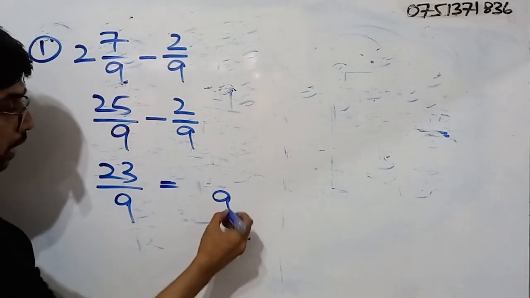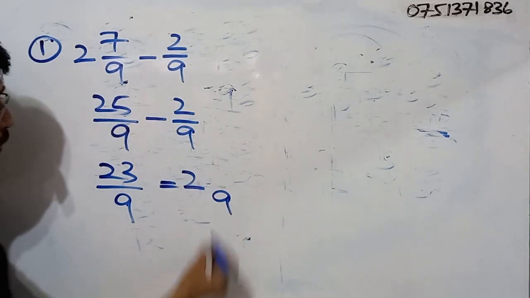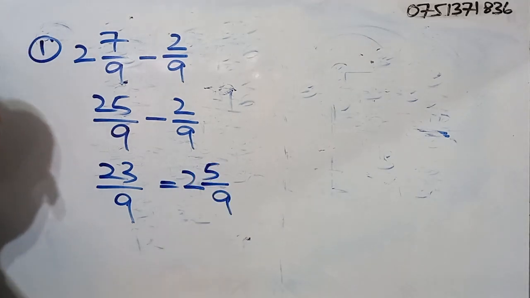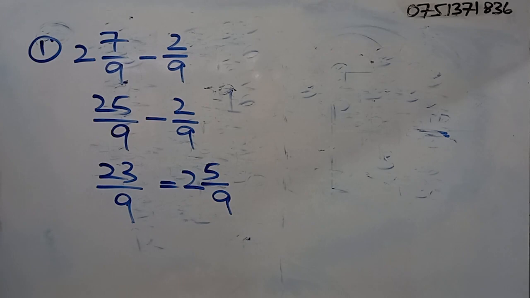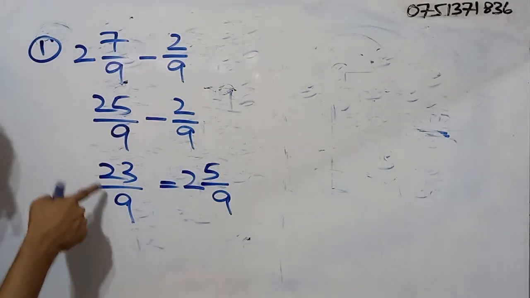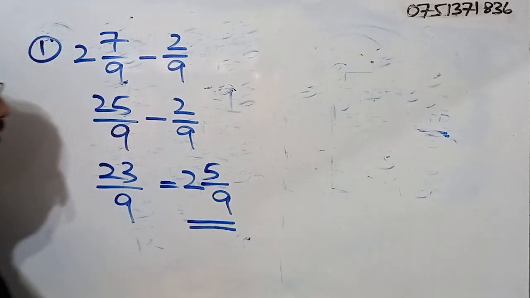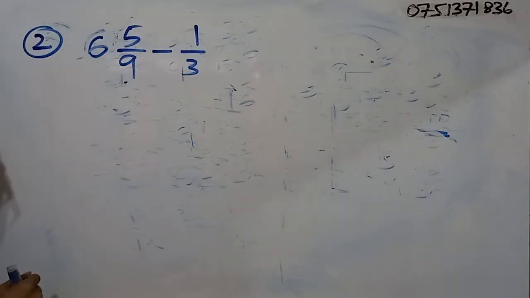So 9 times 2, that is 18. To that we have to add the 5 to get to 23. So when we convert 23 by 9 into a mixed number, what do we get? 2 and 5 by 9. Right. So this is example number 2.